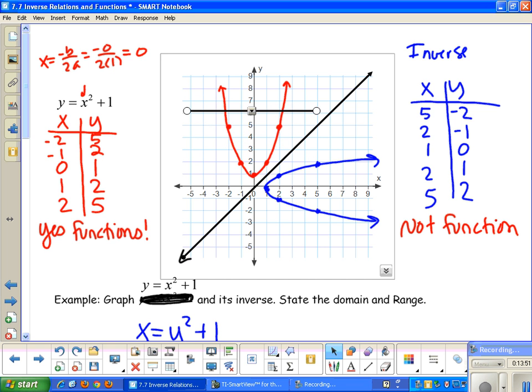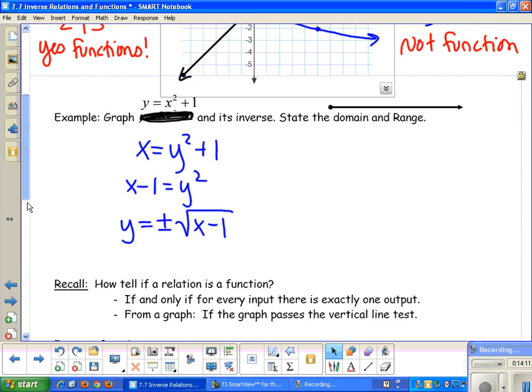Because it doesn't pass the horizontal line test, that tells me right away my inverse is not going to be a function. If you think about it, you're reflecting this over the line y equals x. So when I do that, this line ends up changing to become a vertical line for this graph right here. So we'll talk about that more in just a second.